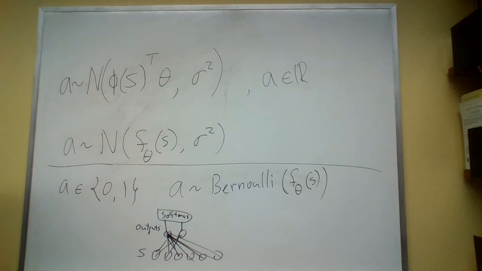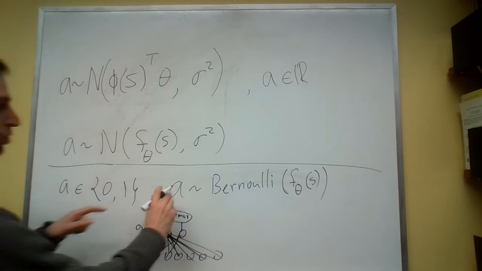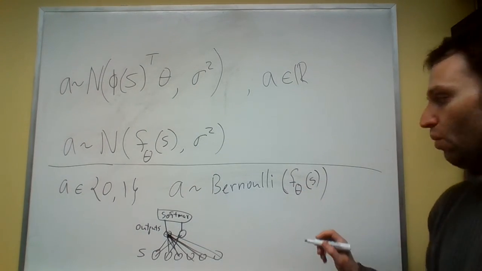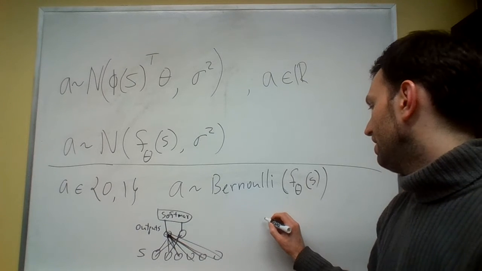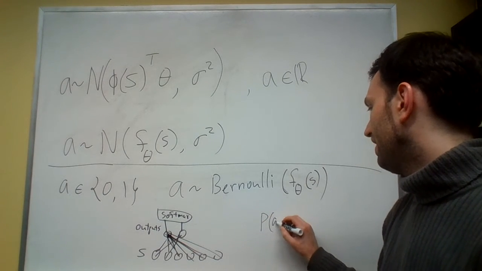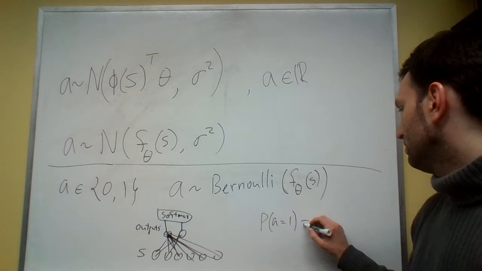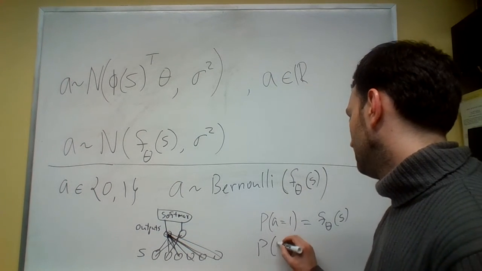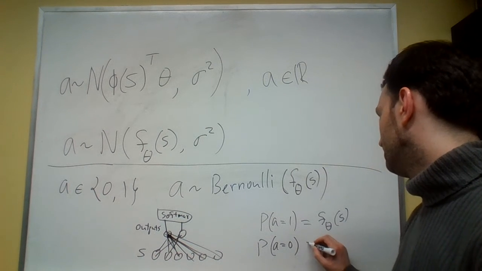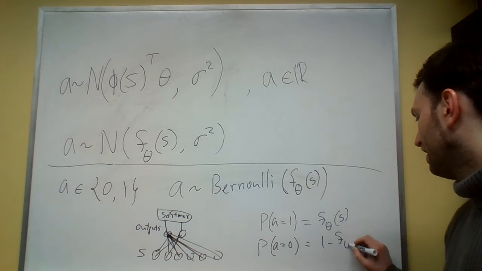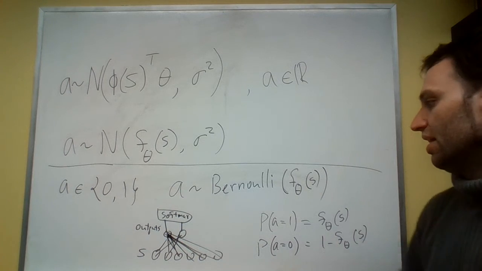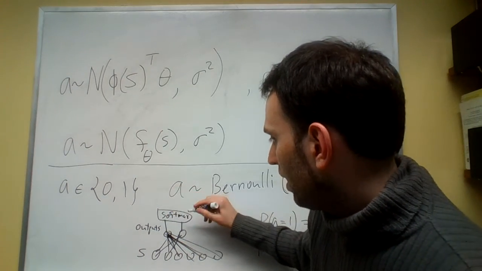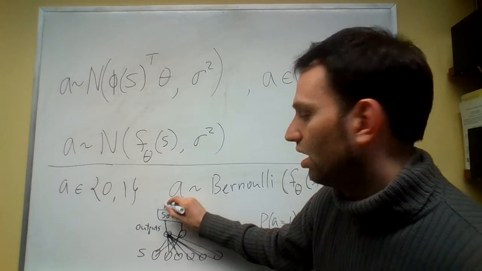So that could work. Now, again, what does A is Bernoulli f theta of s mean? Well, it means that the probability of A equals 1 is just equal to f theta of s. The probability of A equals 0 is equal to 1 minus f theta of s. And f theta of s, you could just read off one of the outputs of the softmax.